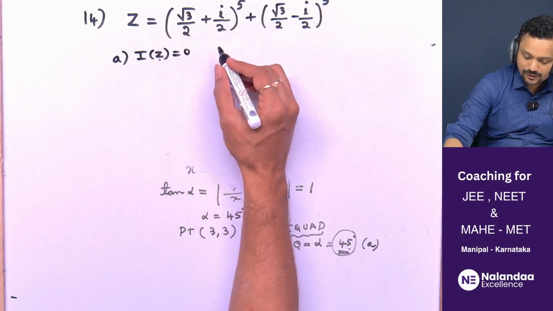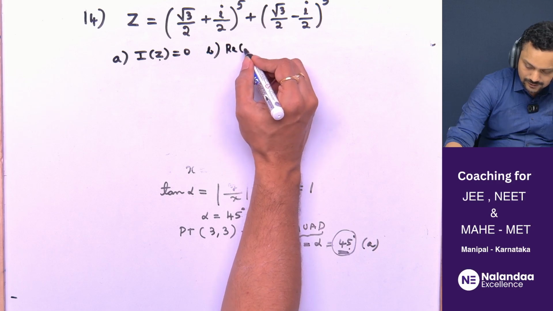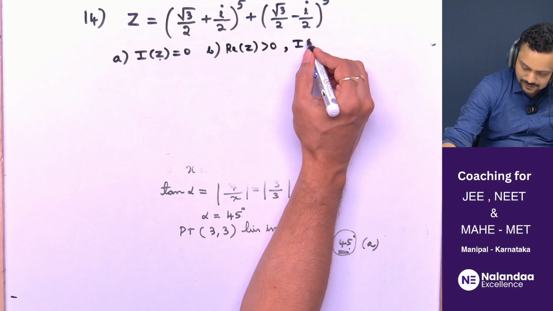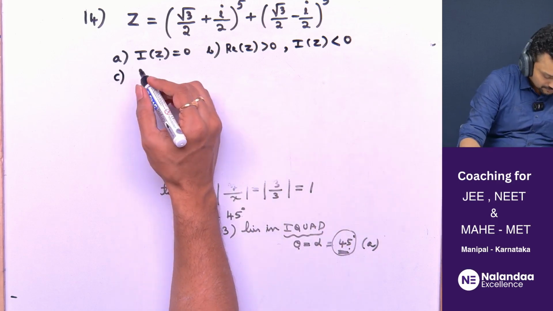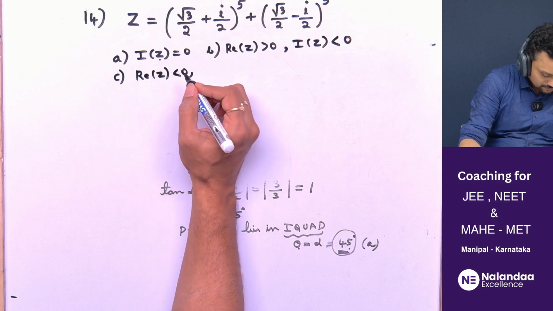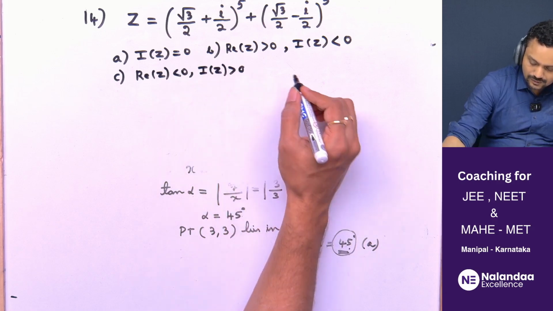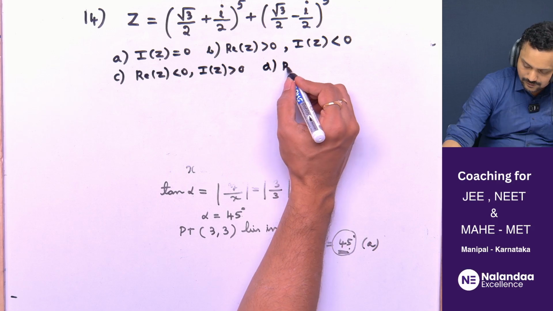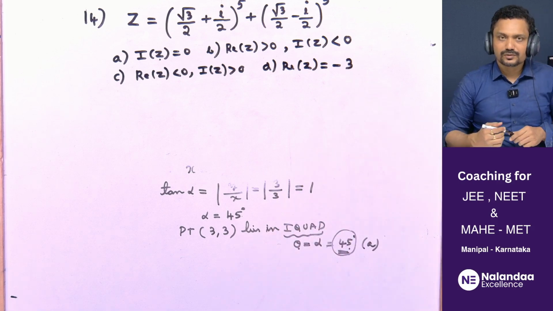Option A, imaginary part of z is 0. Option B, real part of z is greater than 0, imaginary part of z less than 0. This is the second option. Third option, real part of z is less than 0, imaginary part of z greater than 0. Yeah, this is just opposite to option B. And option D, real part of z is equal to minus 3. So these are the options given to us.